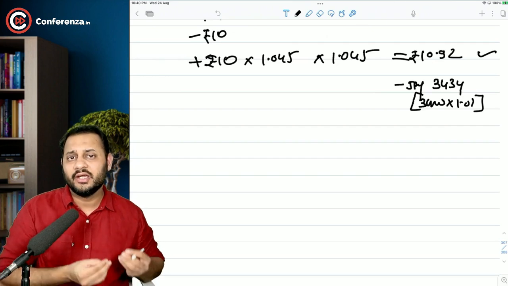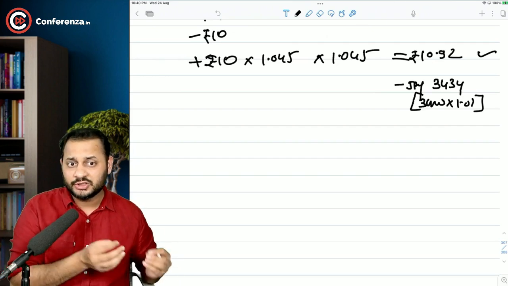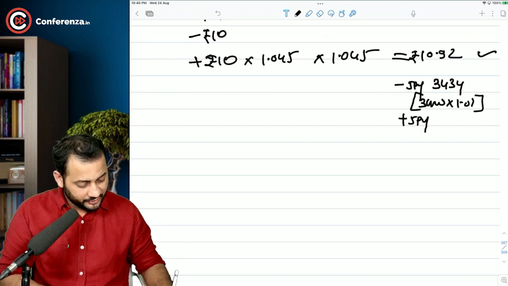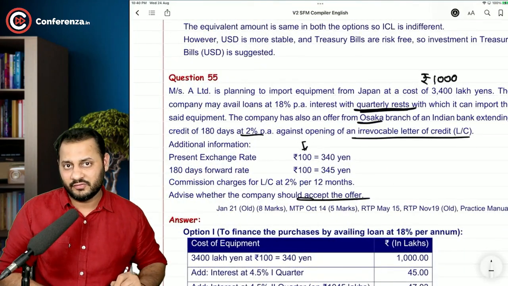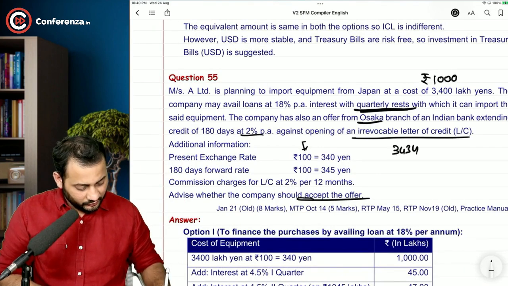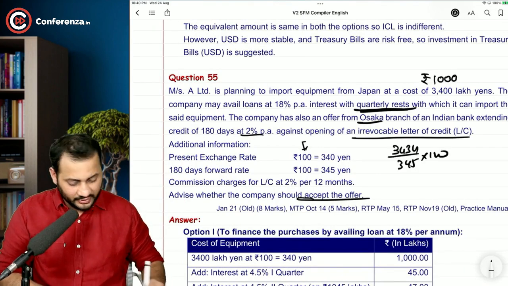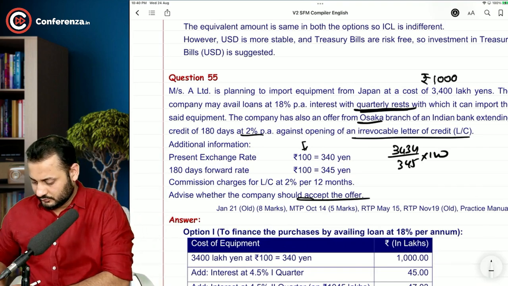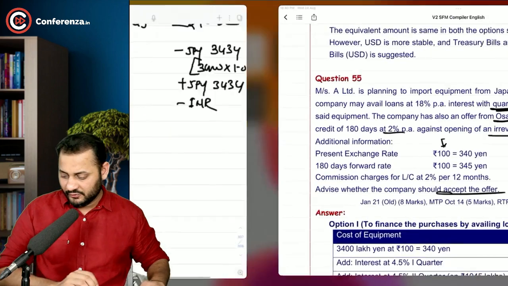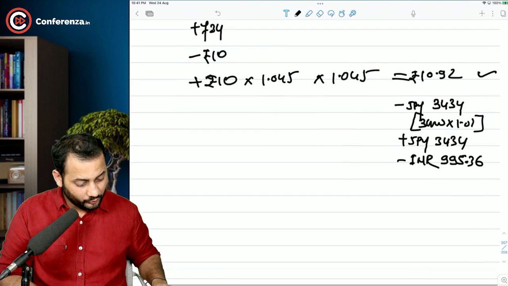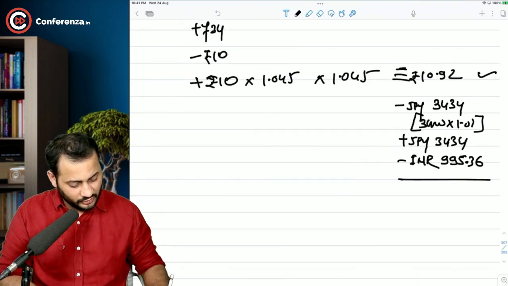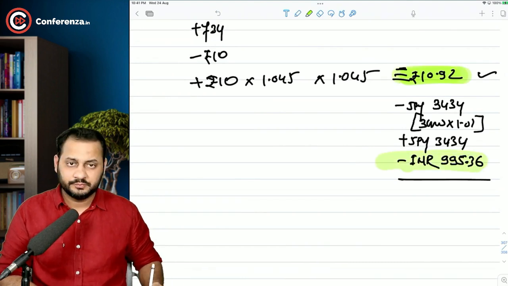How are you going to pay this much to the Osaka branch? You will have to buy it first by selling INR. What is the rate at the end of 180 days? Sir, the rate is 345. So 3434 divided by 345 into 100 is 995.36. So you will have to make a payment of 995.36 lakh rupees. That's it. This is also outflow. So do the total of these two figures.